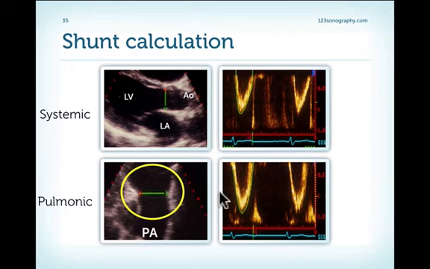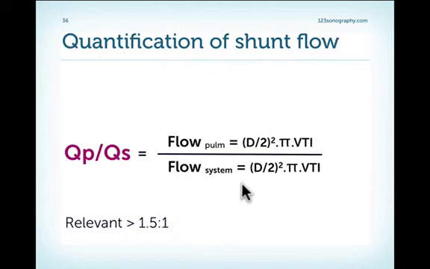We do the same in the pulmonary artery in a short axis view, measure the diameter of the pulmonary artery, measure with pulsed wave Doppler at the same site here the velocity time integral, and get the pulmonic flow, and the ratio between both will give us QP/QS, the shunt ratio, and as soon as we end up with a shunt ratio of 1.5 or more, we would call this a significant shunt.